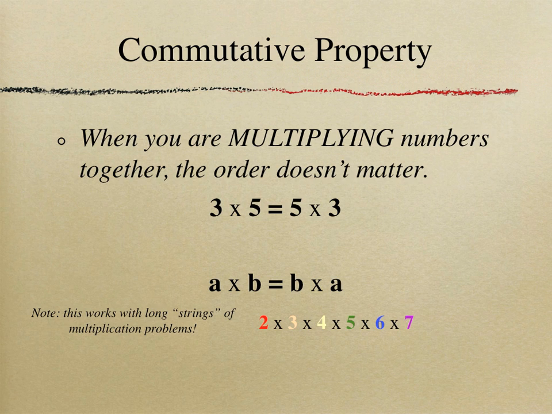So for example, 2 times 3 times 4 times 5 times 6 times 7. This is a whole string of multiplication problems. I can switch the order of these around. I can turn this into 2 times 5 times 3 times 4 times 7 times 6, and the answer doesn't change. Changing the order within a multiplication problem doesn't change the result.